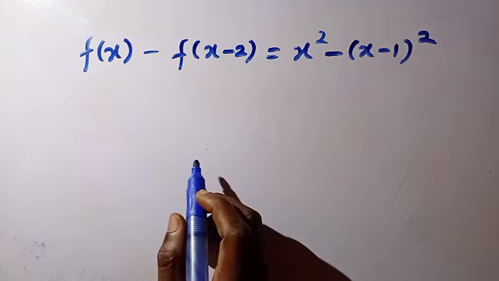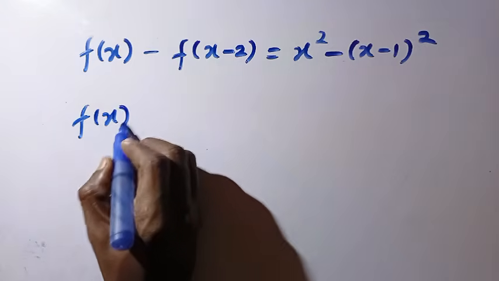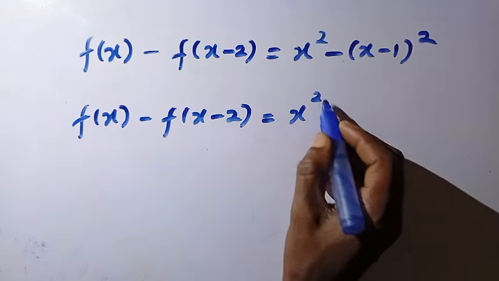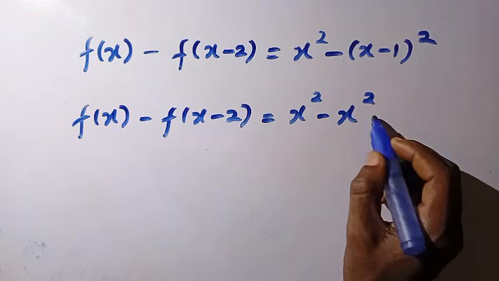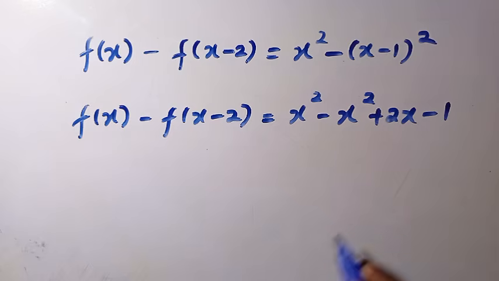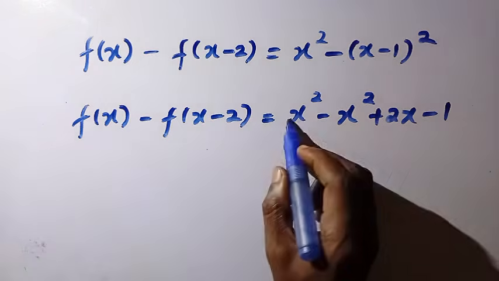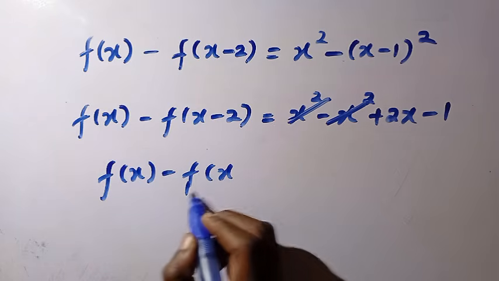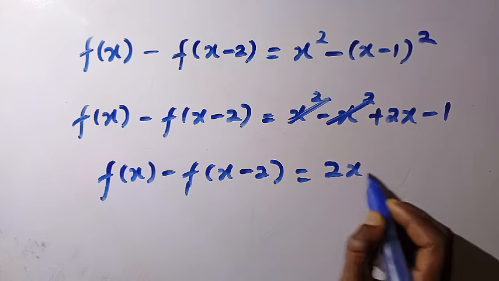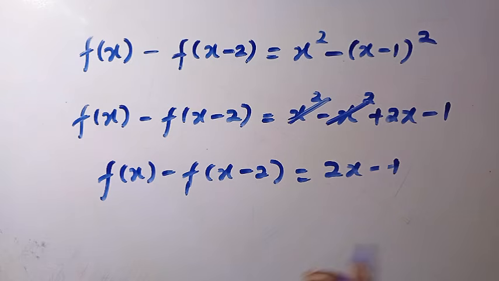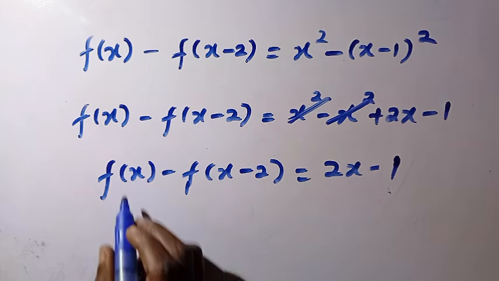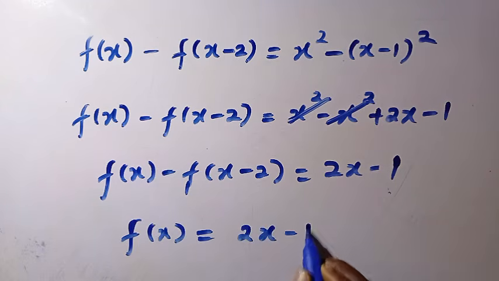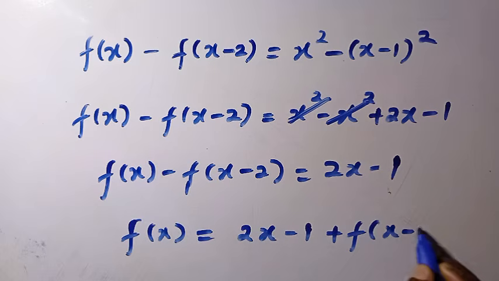And then if you expand this, the whole of it becomes f of x minus f of x minus 2 equals x squared minus x squared plus 2x minus 1. And x squared cancelled x squared. So here we have f of x minus f of x minus 2 equals 2x minus 1. By making f of x the subject of the formula, we have f of x equals 2x minus 1 plus f of x minus 2.